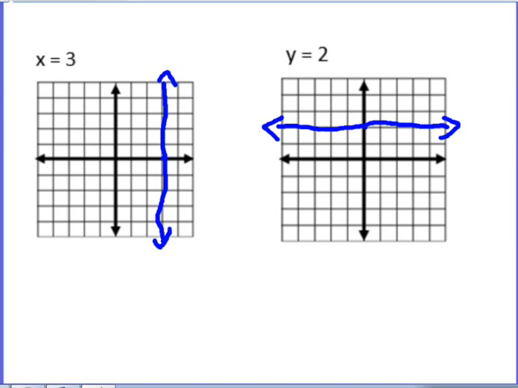Okay, so those are easy. You just have to remember which direction to go. Alright, if it's x, go to the x-axis. If it's y, go to the y-axis. Alright, you have some more examples. See if you can draw those vertical and horizontal lines, and then we'll see you in class.